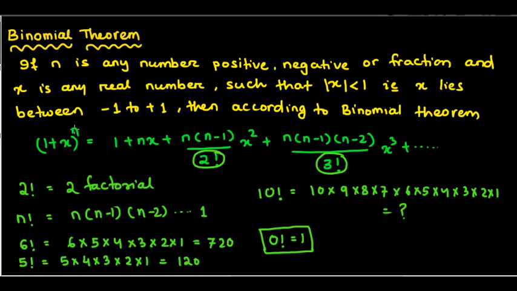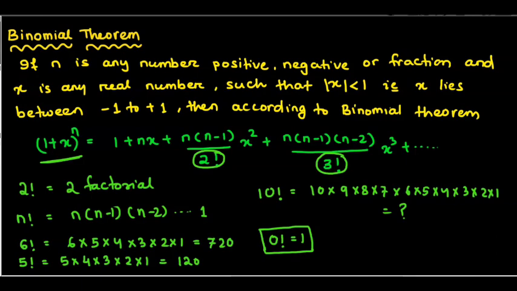Now just look at this binomial theorem statement. According to this binomial theorem, if we have this type of expression 1 plus x whole to the power n, and if the magnitude of x is less than 1, means the value of x lies between -1 to +1, and this n can be positive, negative, or a fraction, then 1 plus x whole to the power n can be written as 1 plus nx plus n into n minus 1 by 2 factorial into x square plus n into n minus 1 into n minus 2 by 3 factorial into x to the power 3 plus dot dot dot and so on.